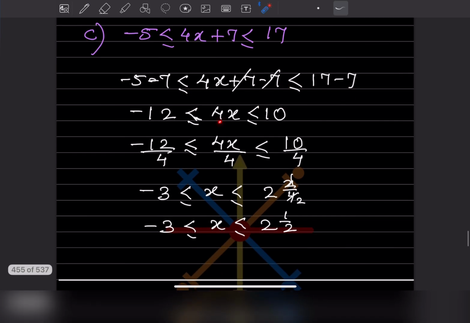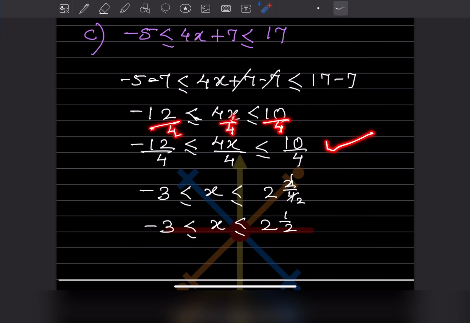So now what again you can do here, you will see again the middle part, that is the middle term. So here this is 4x, we just want x over here, so this should be divided by 4. Since you are going to divide this by 4, this also should be divided by 4, this also should be divided by 4.